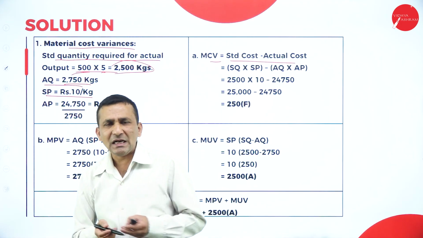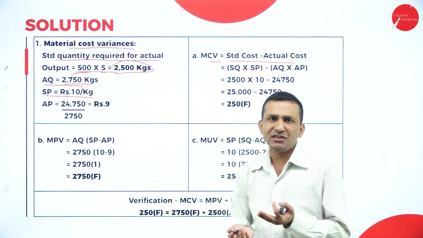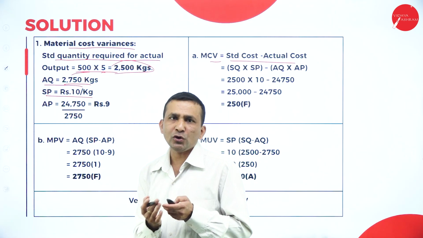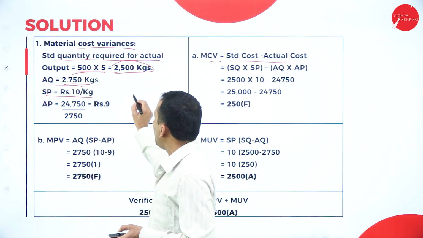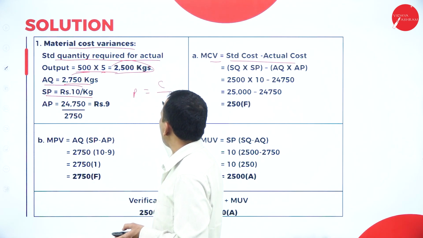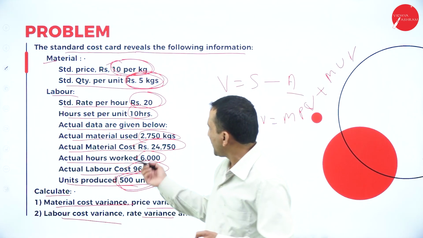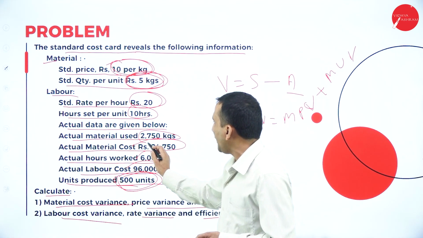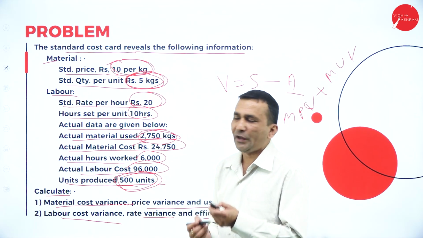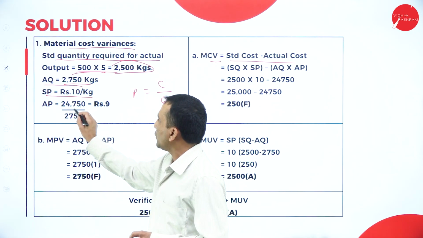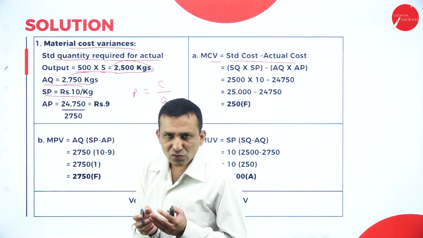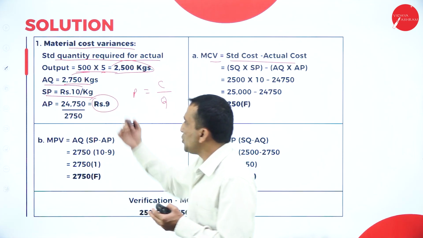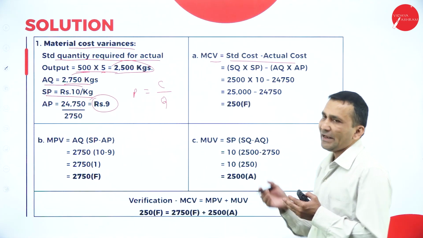And actual price is not given, but the information is given: actual material cost divided by actual quantity. Okay, so to easily find out the price, the formula is cost divided by quantity. In the question cost is given as 24,750. Quantity is 2,750. If you divide, easily we can get 24,750 divided by 2,750. If you divide, you are getting the actual price as 9. Once you get it, whatever the formula is required.